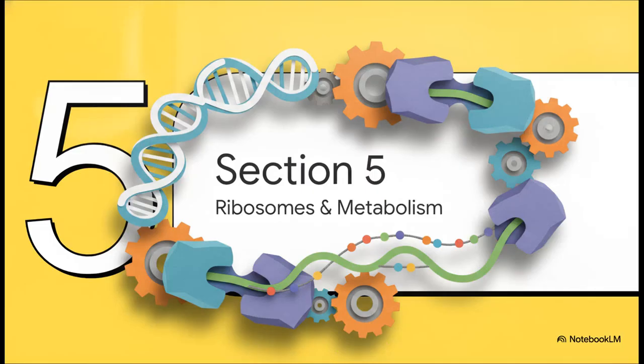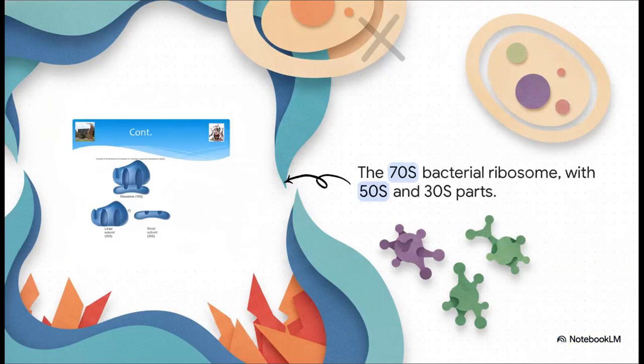Section 5. Ribosomes and metabolic structures. Now, what's really interesting about this next part is how we exploit their machinery. Now that we've seen the genetic instructions, let's look at the cellular factories that translate that code into physical action, the ribosomes. These structures are made of RNA and proteins.